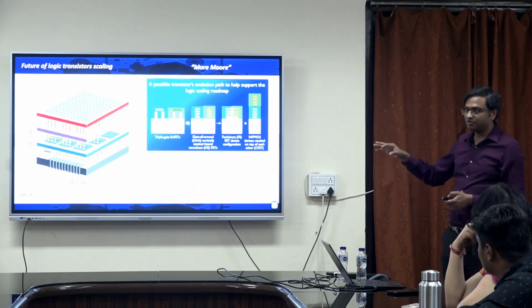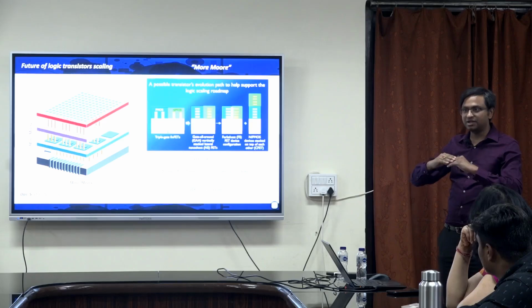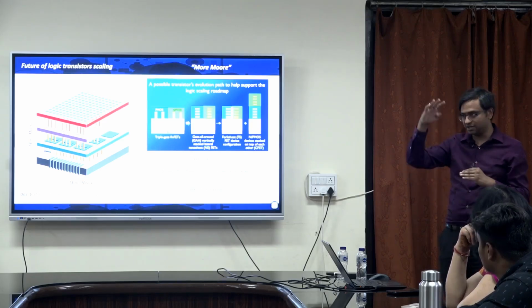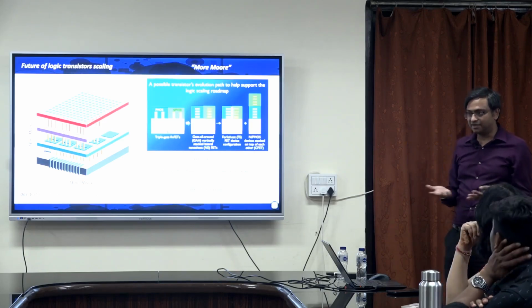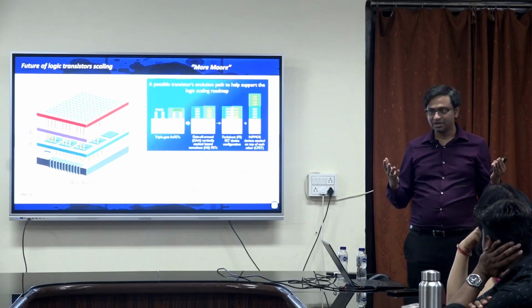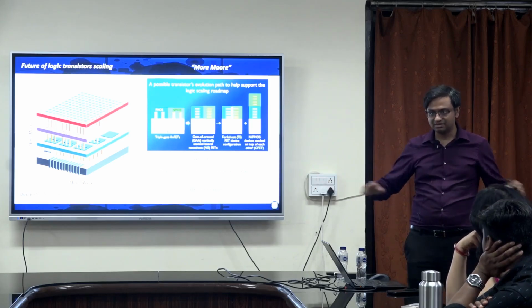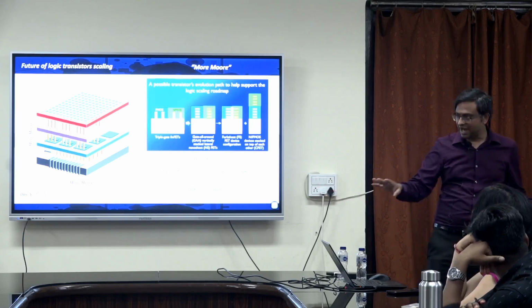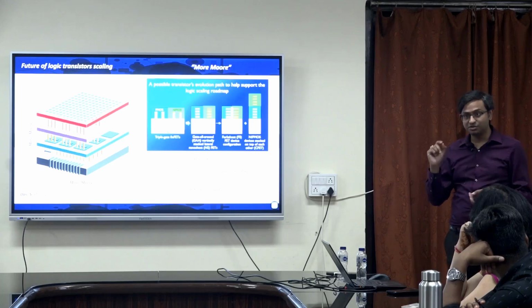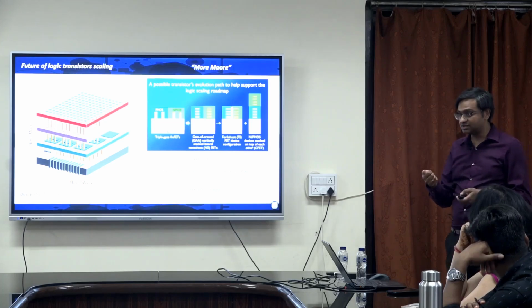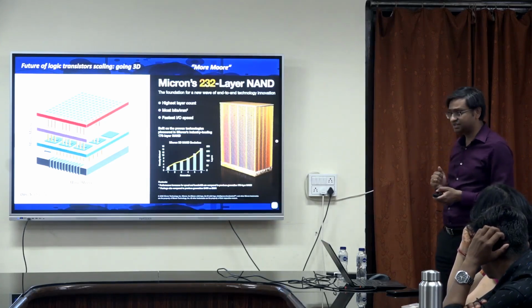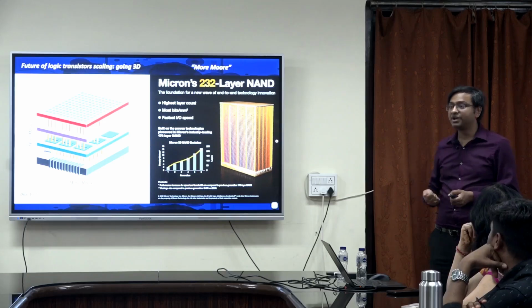So the way forward is to stack transistors on top of each other, because if I can start building vertically, right? This is precisely why if you go to a city, you will find all the apartment buildings are tall, because you cannot give space to everyone in the lateral dimension. So you build skyscrapers. That's why 3D integration is going to be important for logic transistor scaling and to revive Moore's law. And to some extent, this has already happened for memory technology.